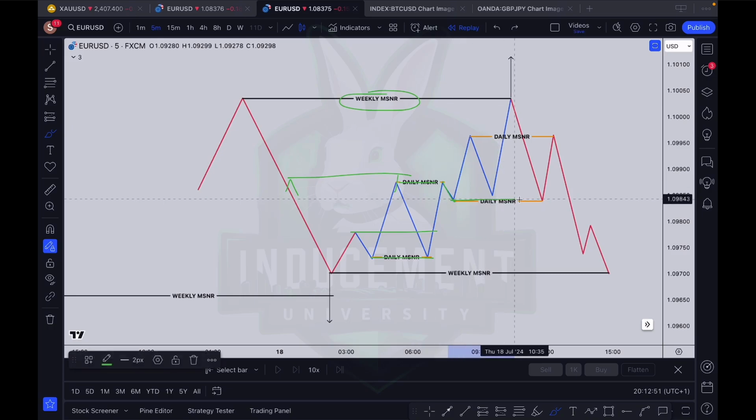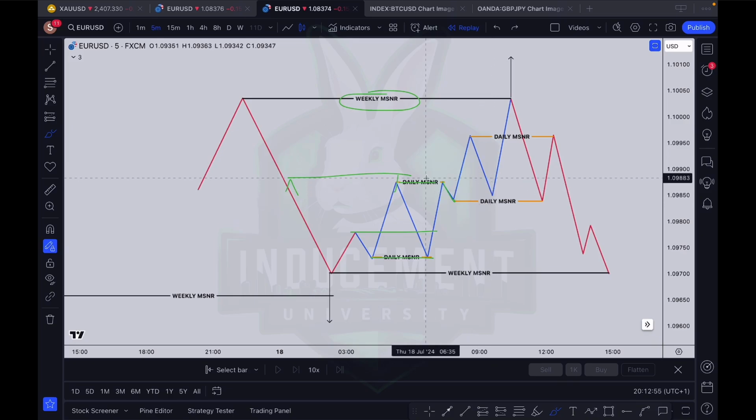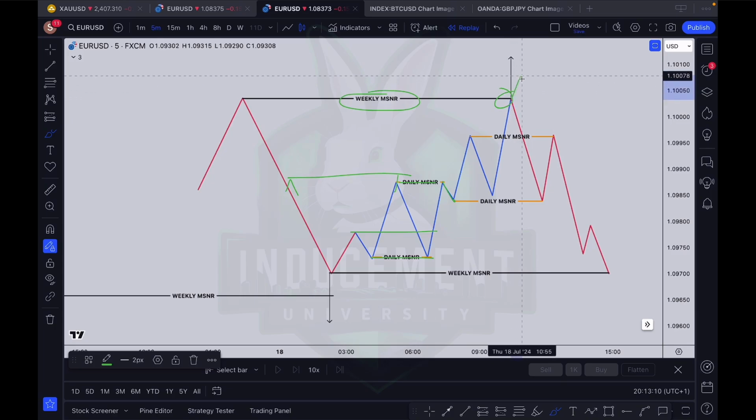Next thing, we create this daily MSNR, but we don't tap it. We probably react off of this flip level, who knows? We come into here, we close for it, and we've finally met our objective. As soon as we tap into here, this is pretty much our objective met. However, price could carry on going higher.